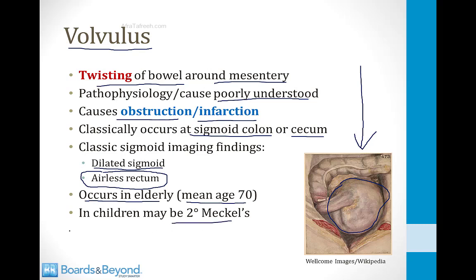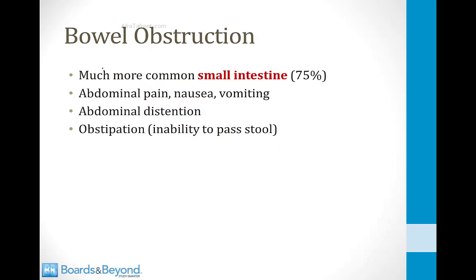We've talked about bowel obstruction a few times in this module, but let's talk about it in more detail now. So a bowel obstruction is much more common in the small intestine. About 75% of bowel obstructions occur in the small intestine. They present as abdominal pain with nausea and vomiting, and the vomiting occurs because the bowel lumen is obstructed, so contents back up into the stomach and the patient vomits. The abdomen will be distended.